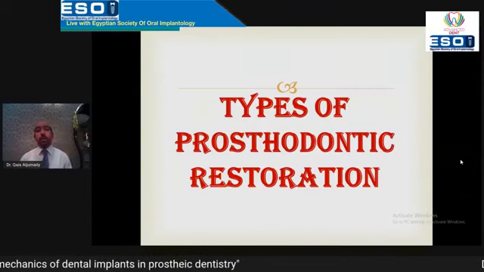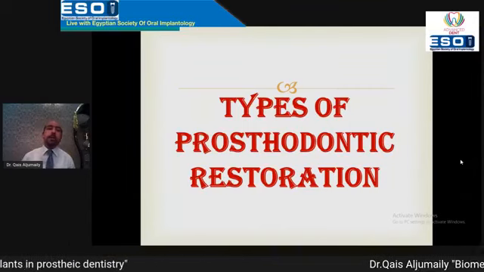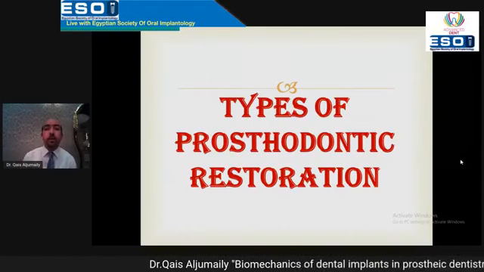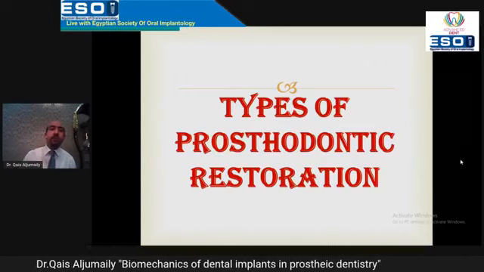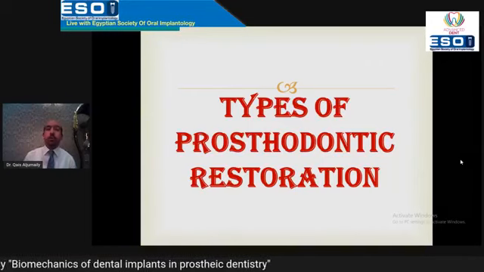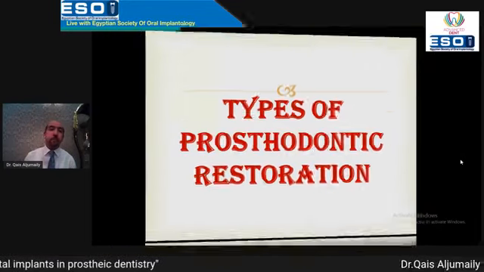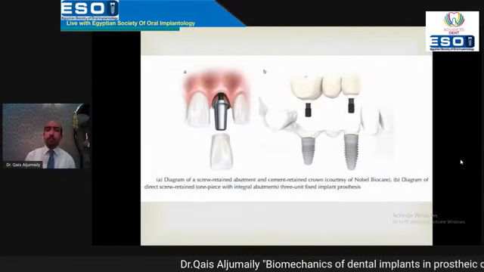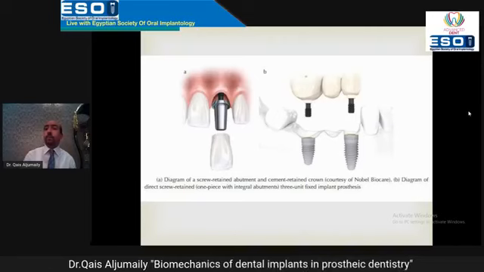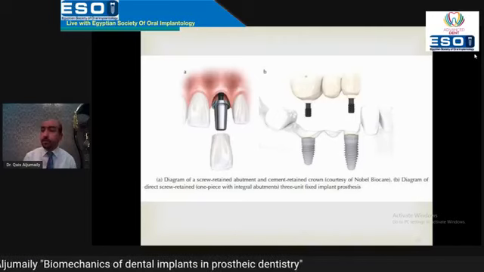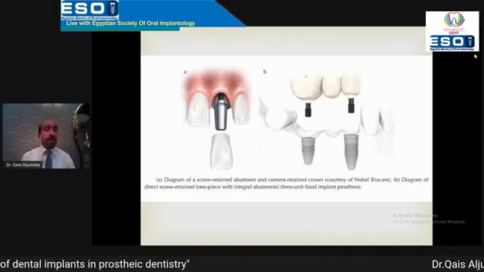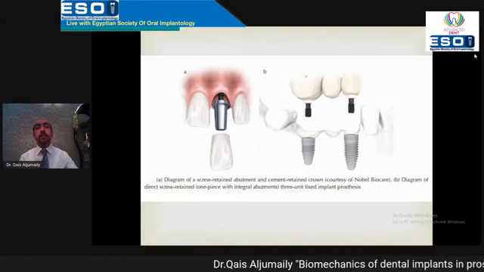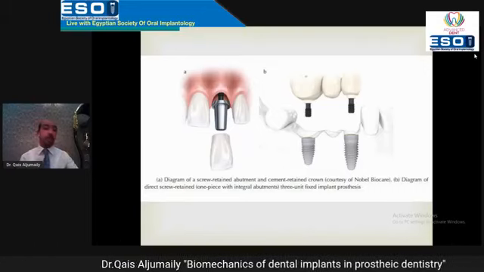Before going to talk about the biomechanics, about the occlusal consideration in implant dentistry, we have to make a short review about the types of the prosthodontic restorations. As you know, we have two types of prostheses regarding the final bridge or final crown, final prosthesis. Either it is cementable type or it is a screw retained type.